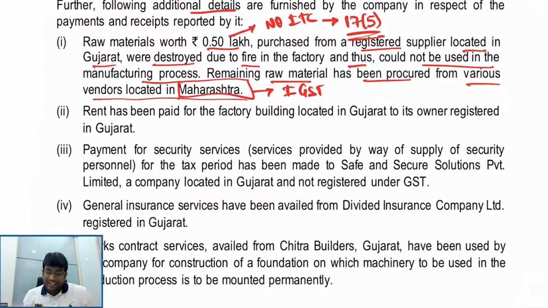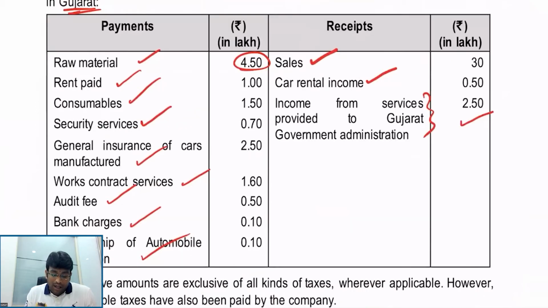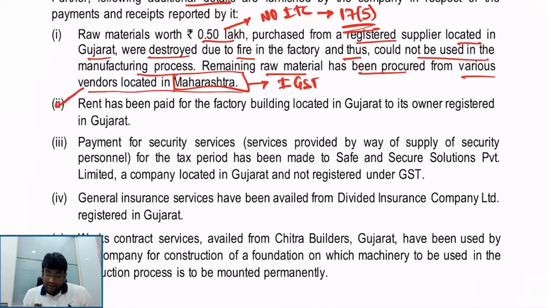Next. Rent has been paid for the factory building located in Gujarat to its owner who is registered in Gujarat. How much is the rent? 1 lakh. Happily claim input tax credit. No doubt about it. Correct, my dear friends? Next. Payment for security services.